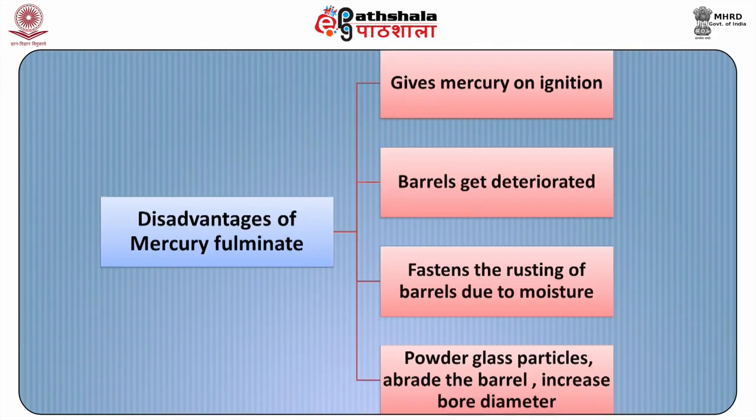Mercury fulminate primer suffers from a number of drawbacks. First one is, mercury fulminate gives mercury on ignition. It makes the brass cases brittle and consequently unfit for frequent use. Secondly, barrels get deteriorated quickly because of the deposition of mercury on their surface. Next is potassium chlorate, which when ignited produces potassium chloride, which absorbs moisture, resulting in early rusting of barrels. Next is powdered glass particles, which, if used, will abrade the barrel, resulting in the increase of bore diameter.